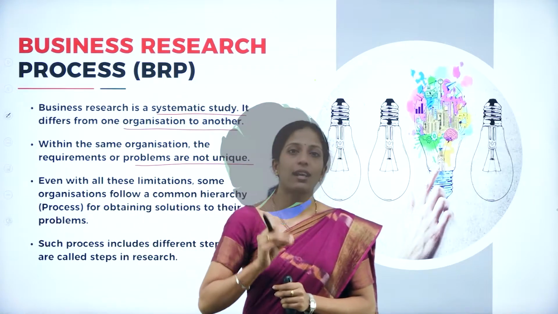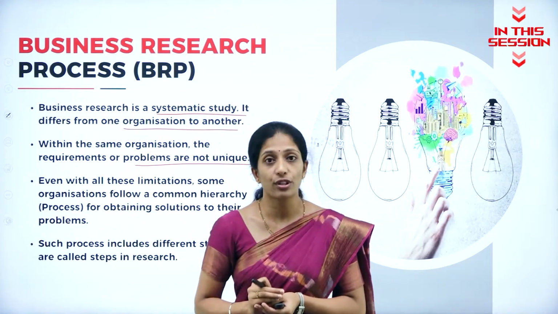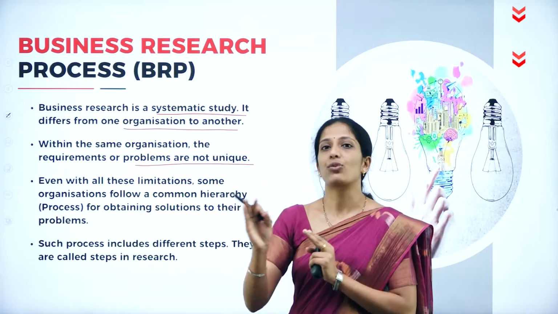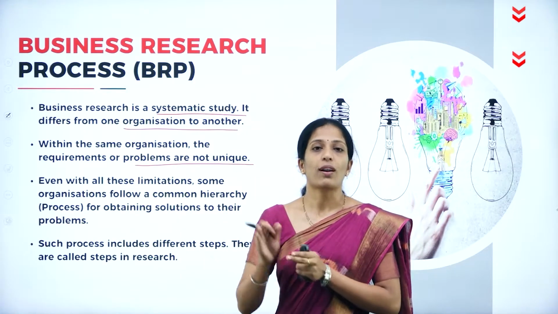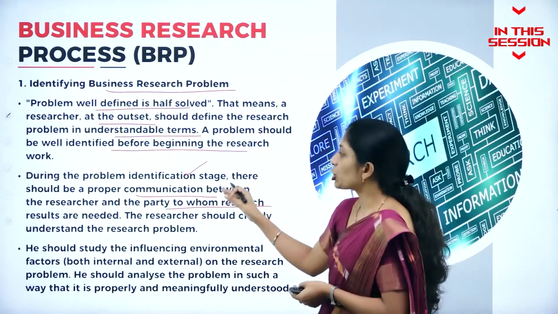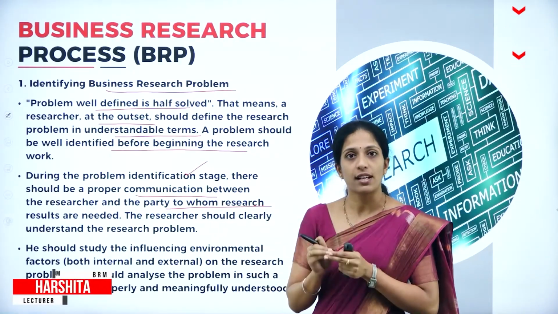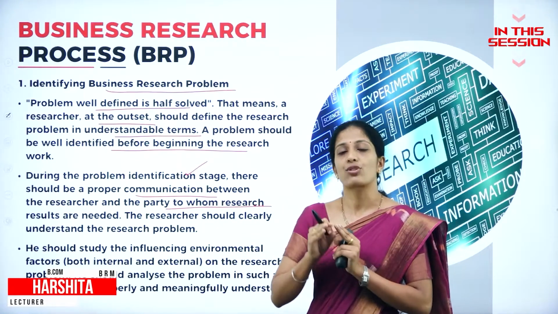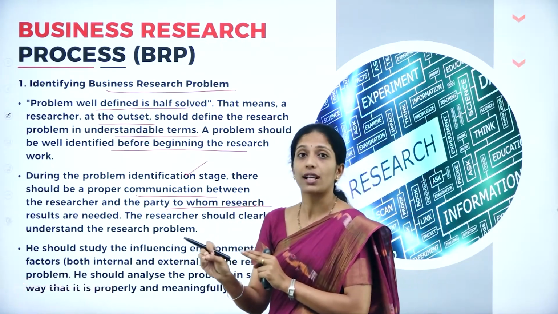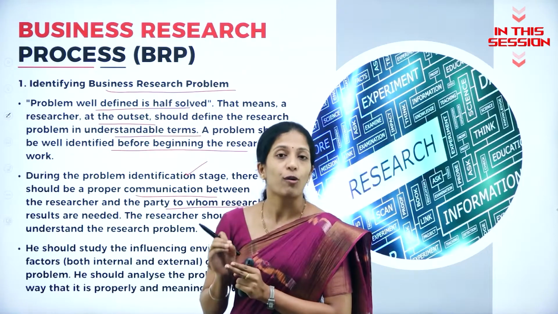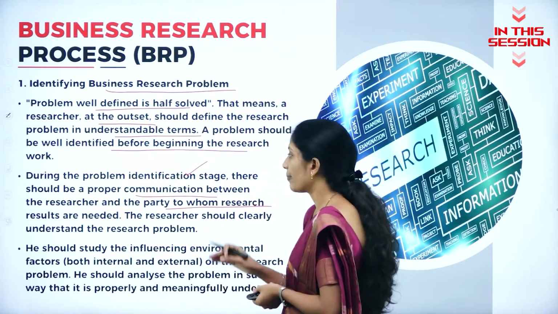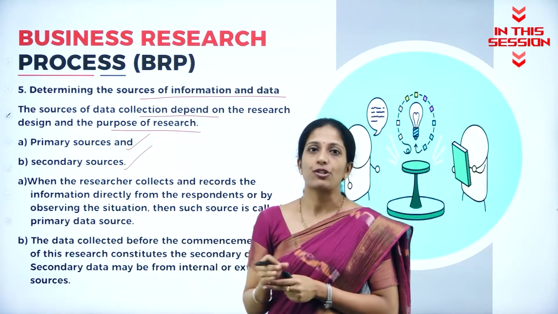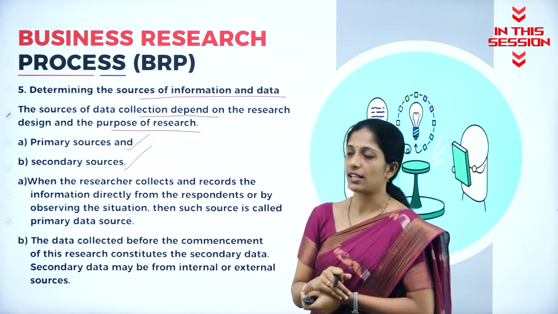In order to solve those problems, the process they are going to follow is not one and the same. It differs from one department to another, in the same way from one organization to another. There should be good communication between the researcher and the organization. So here the researcher has to have proper communication with the organization that is having the problem in the purchase department. There are two main sources for collection of data. One is primary sources, the other one is secondary sources.